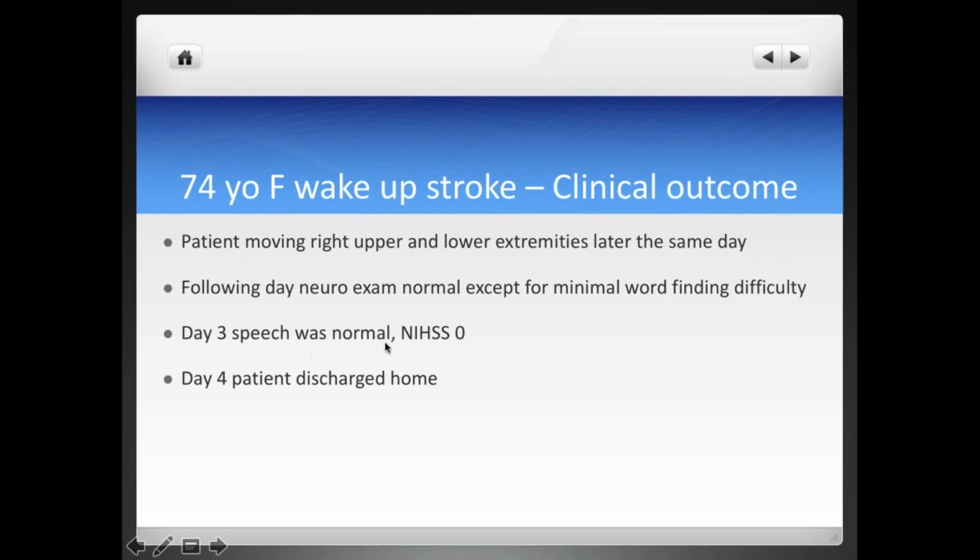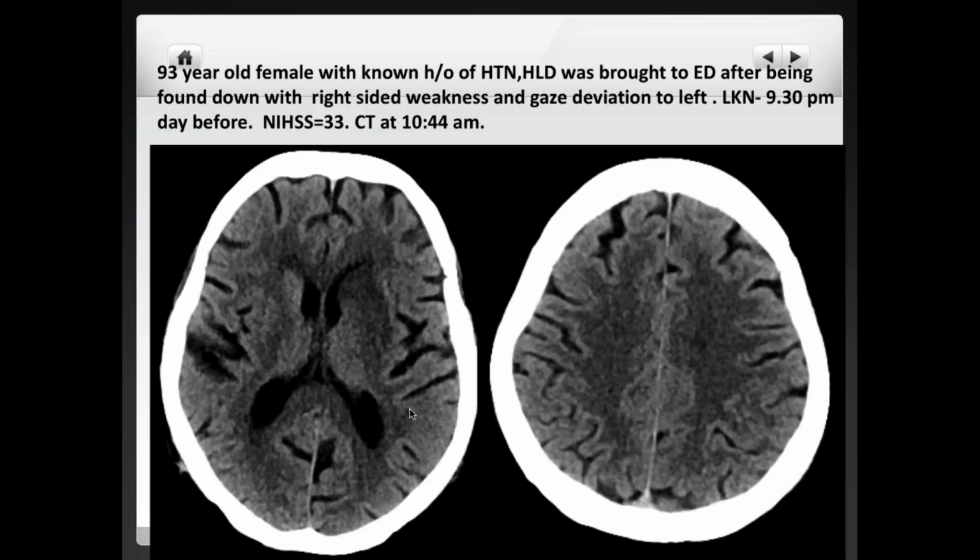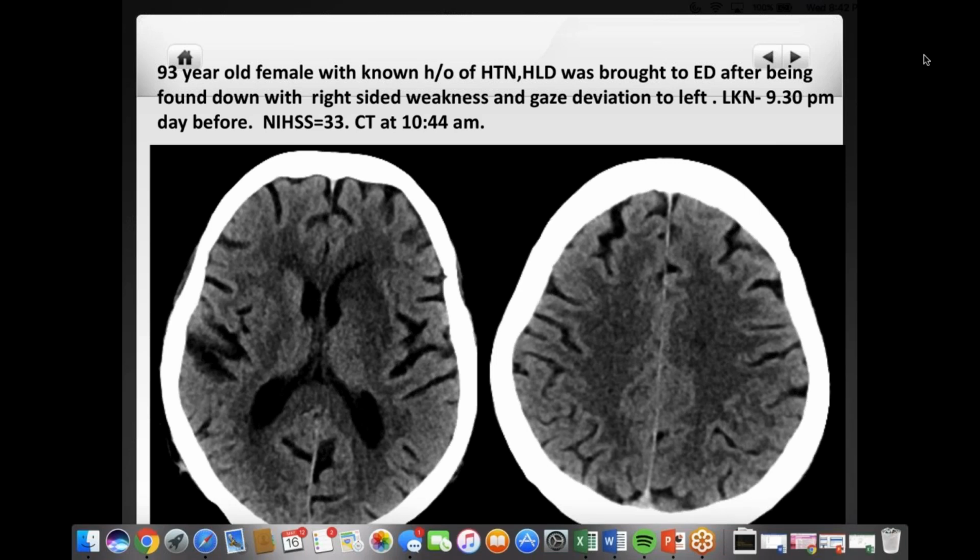The day 3, the speech was normal. The stroke scale was a 0. Day 4, this patient was discharged home completely asymptomatic. And on a recent follow-up, I saw that patient actually, and he's doing fantastic. So very good outcome. Let's go through another couple of cases here.